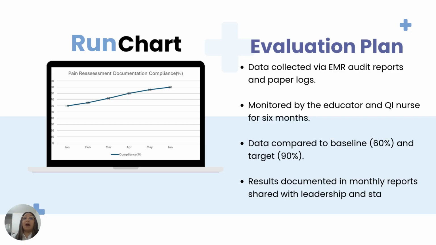We will be monitoring through educators and QI nurses for 6 months. The data will consistently be compared to the 60% baseline and remain at a target of 90% or higher. And the results will be documented in monthly reports and shared with leadership and staff. We do encourage incentives for staff members who reach over 90% compliance, such as meal tickets.